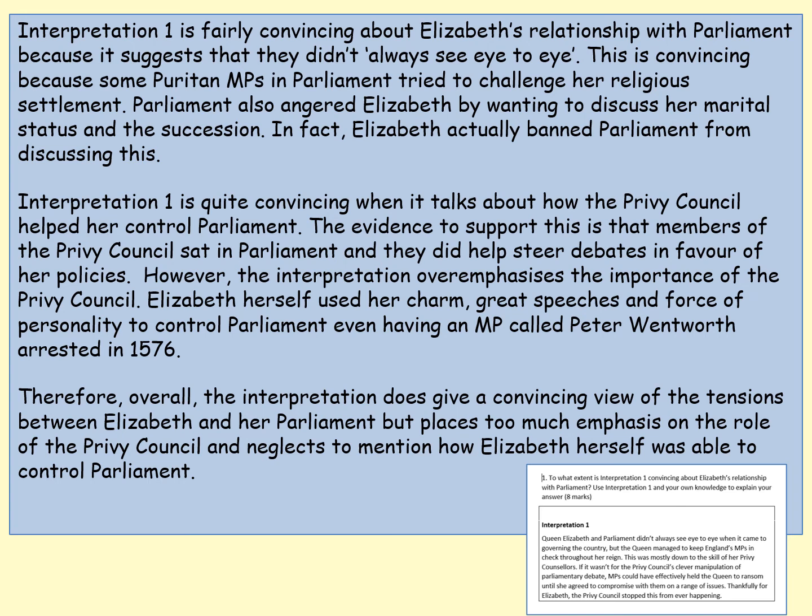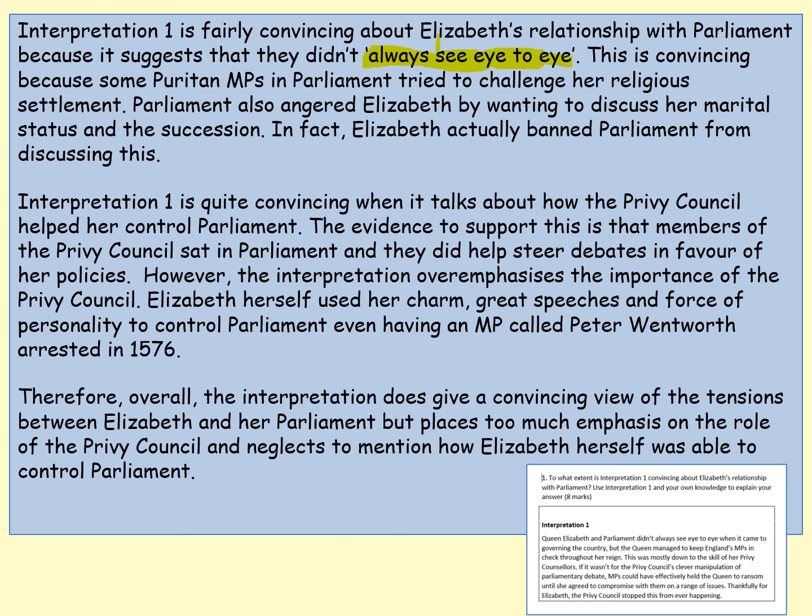So interpretation 1 is fairly convincing about Elizabeth's relationship with Parliament because it suggests they didn't always see eye to eye. Now that's a really important thing to do, to make sure you're quoting from the interpretation and then using your own knowledge to assess how convincing it is. This is convincing because some Puritan MPs in Parliament tried to challenge her religious settlement. Parliament also angered Elizabeth by wanting to discuss her marital status and the succession. In fact, Elizabeth actually banned Parliament from discussing this. Then you can go on.